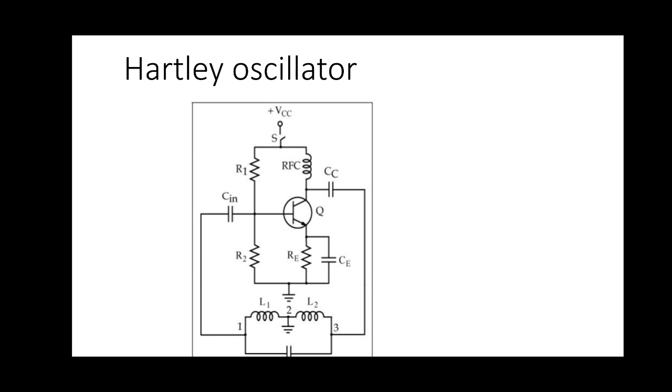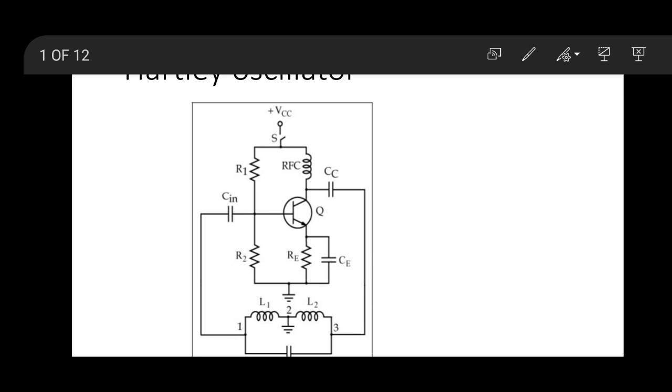For an oscillator circuit we require a tank circuit. Here the tank circuit is L1, L2 and a capacitor at terminals 1 and 3. L1 and L2 are in series, and terminal 2 is grounded. L1 and L2 in series, in parallel with the capacitor, form a parallel tuned circuit, the tank circuit.